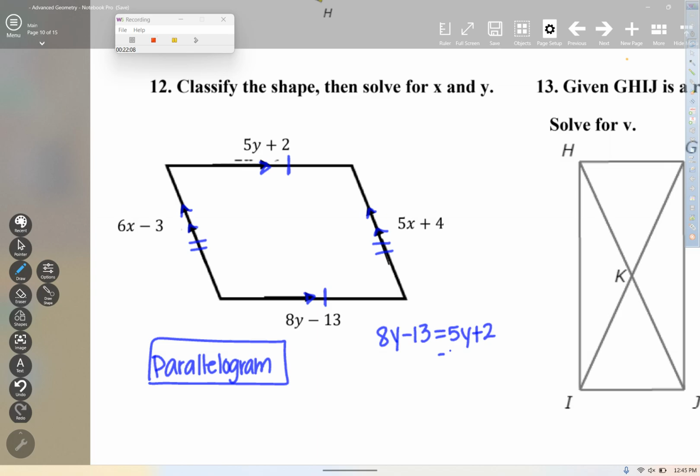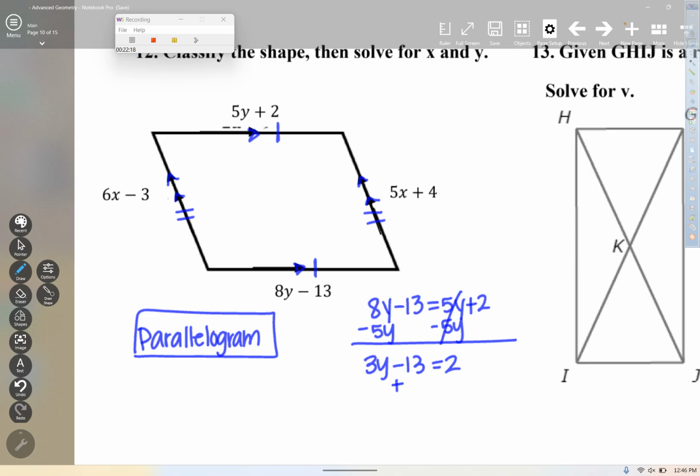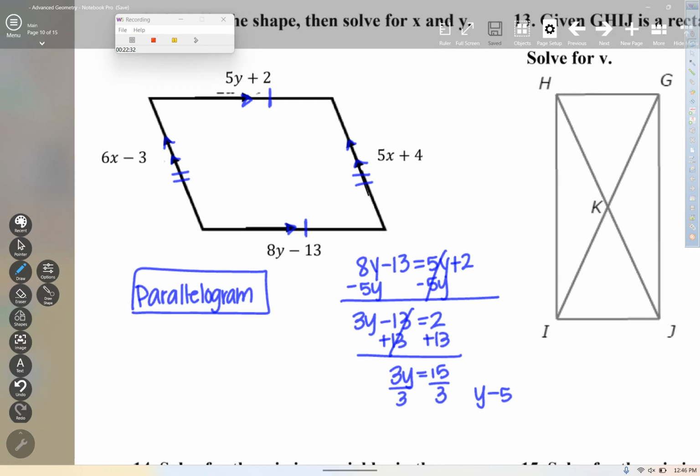So I'll subtract my 5y and I get 3y minus 13 is equal to 2. Add my 13 over. I get 3y is equal to 15, and then divide by 3. Y is 5. Oh, it's not letting me write that, is it? There we go.